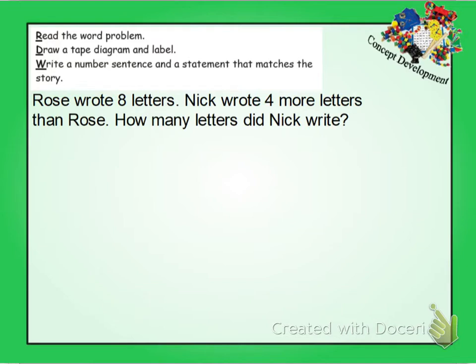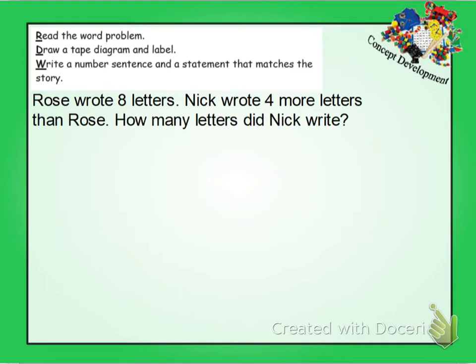Okay, so it says Rose wrote 8 letters. Nick wrote 4 more letters than Rose. How many letters did Nick write? I'm going to read it again. Remember, ask yourself those 2 questions. Are you adding or subtracting? And does the word problem tell you the whole? Rose wrote 8 letters. Nick wrote 4 more letters than Rose. How many letters did Nick write?